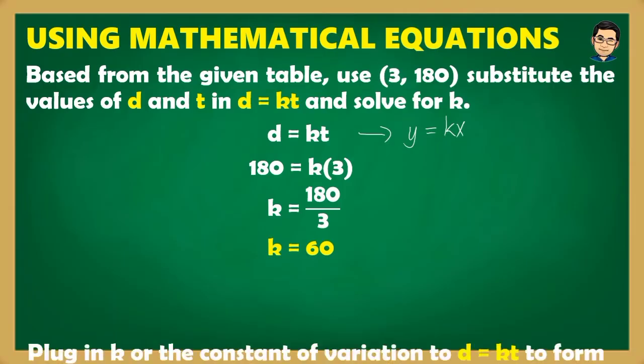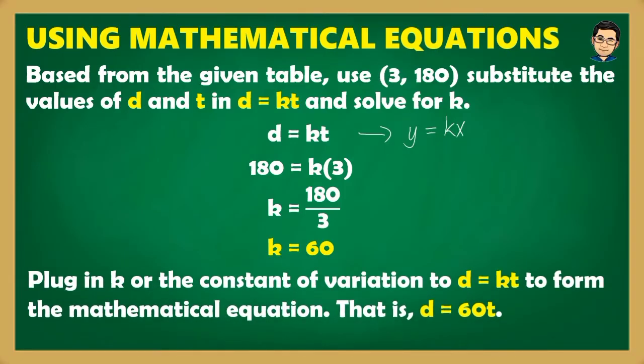Plug in k, or the constant of variation, to d is equal to kt to form the mathematical equation. After getting the constant of variation, which is 60, we substitute k is equal to 60 into d is equal to kt to get the mathematical equation. So, when we substitute, k becomes 60, and our mathematical equation is d is equal to 60t. That is the formula for this problem. As you can see.